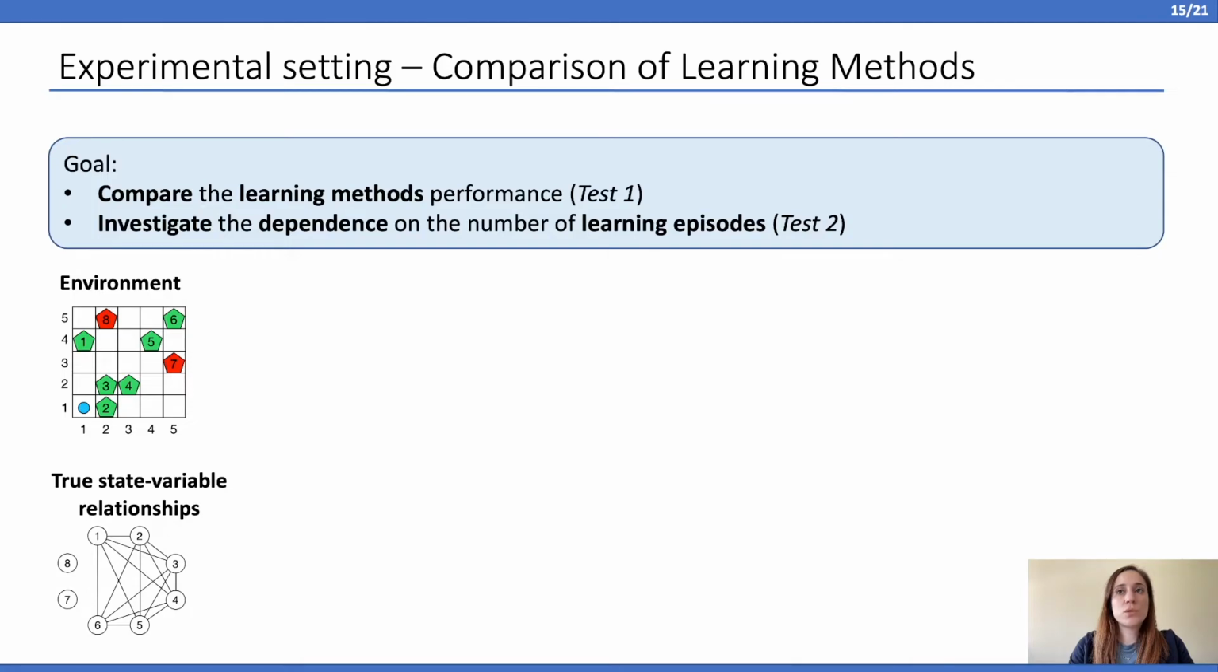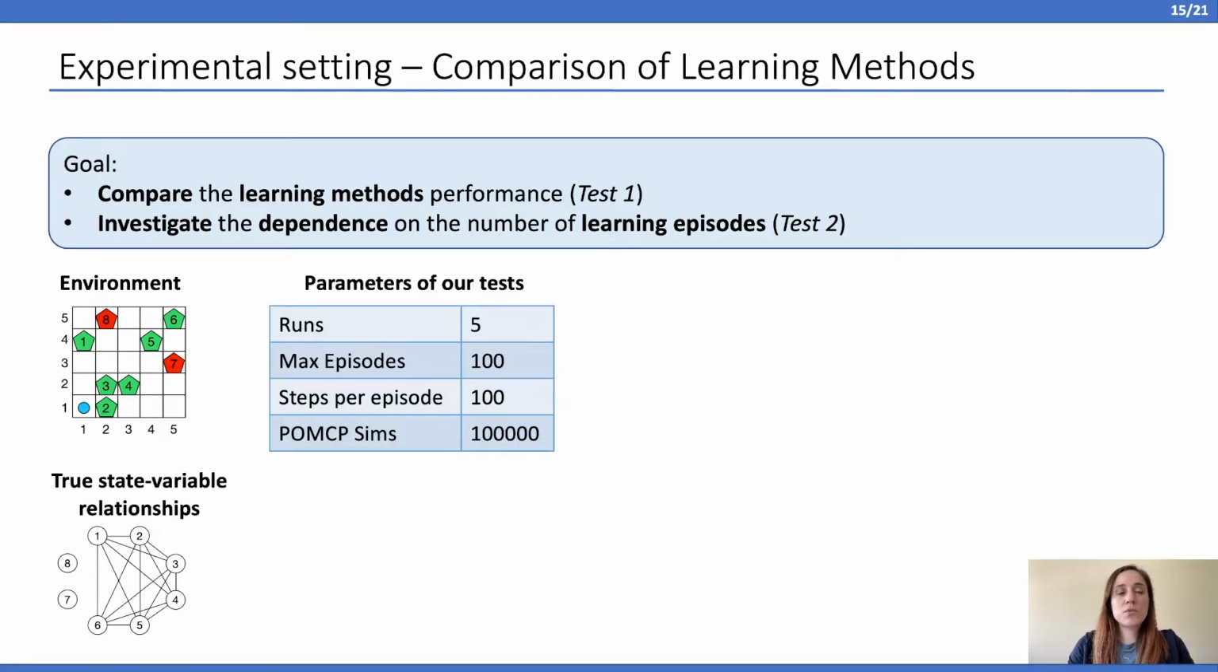The rock value configuration changes at each episode, respecting the true state variable relationships depicted in the left bottom corner, in which the MRF presents a clique between rocks from 1 to 6, represented by the nodes of the graph, and edge probabilities are set to 1. Value of rocks 7 and 8 are instead randomly assigned, since there is no constraint on their values in the MRF. This MRF is the one we aim at learning in our tests.